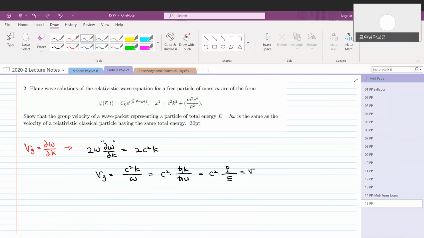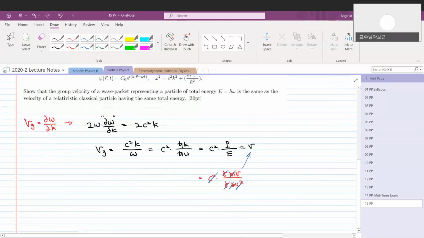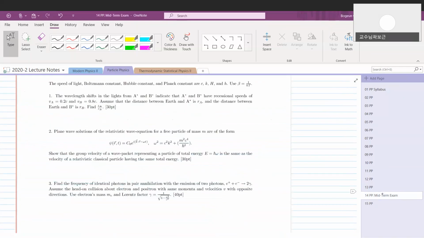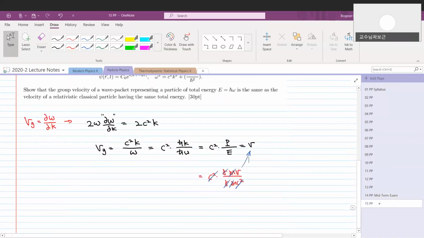Once more, the relativistic particle momentum is gamma m v and the energy of a relativistic particle is gamma m c squared. So c squared times gamma m v over gamma m c squared gives v. So this is the relativistic particle velocity. Then let's go to the third one.